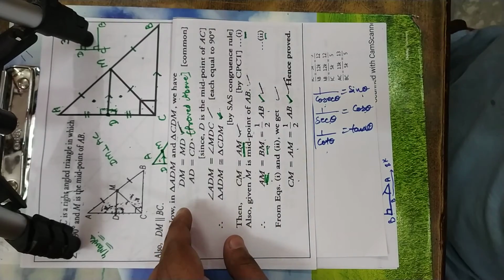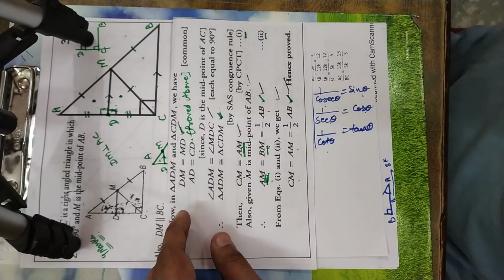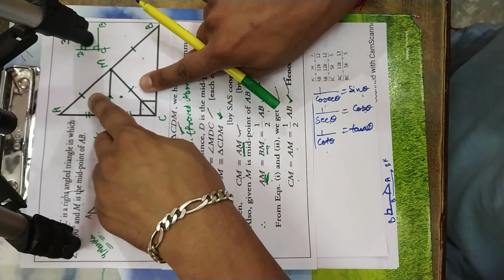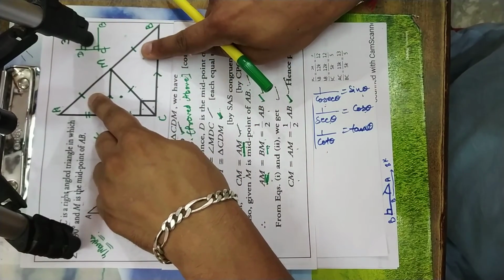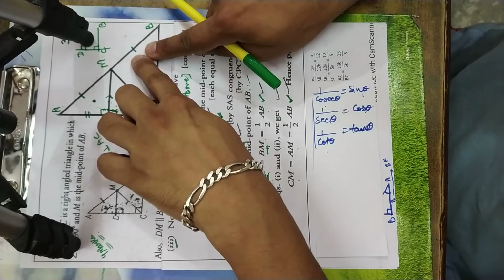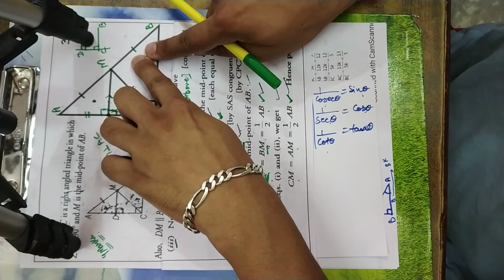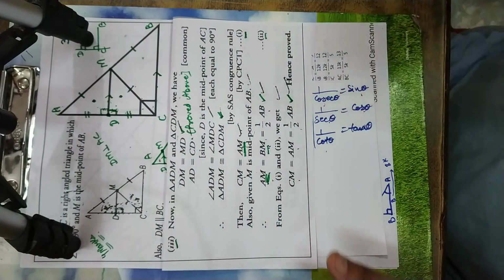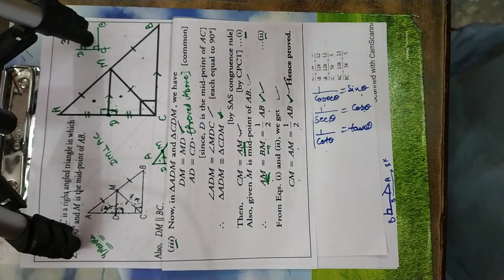Clear? Yes, sir, clear. You can easily see from here that CM equals AM and equals BM. It means CM, AM and BM, all the three are equal to half of AB. Now if anyone has any doubt, please ask.